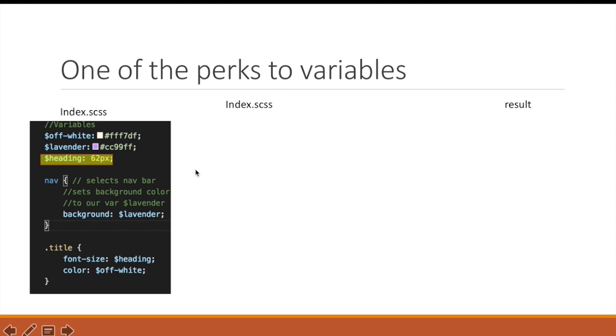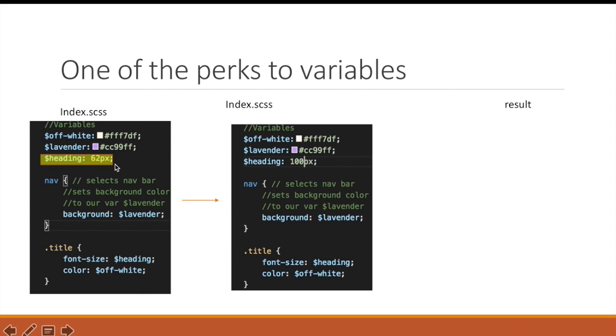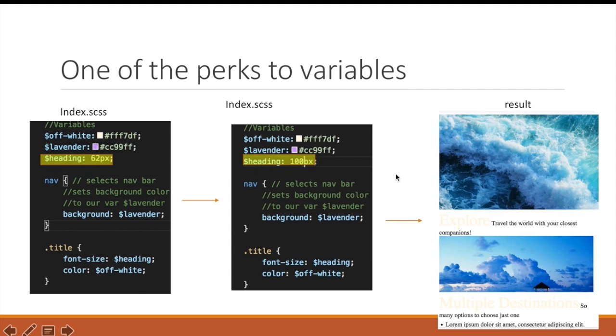Like, for example, my heading is 62 pixels right now, but then what if I want to change it to 100 pixels? And I want to change all of my headings. I don't have to search through my CSS, and then when the results come in, both of my headings are at 100 pixels, and I just had to change one line of code.